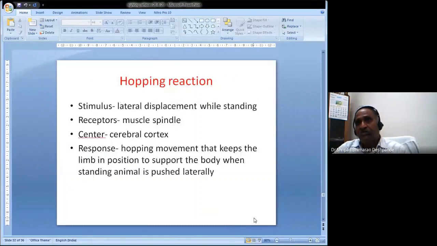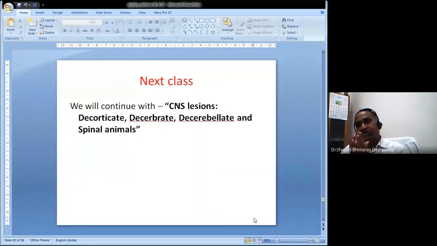Okay, so now with these things, I have covered the little more complex chapter of the postural reflexes. Most of the textbooks have given it in a fragmented manner, and maybe my notes would help you to arrange yourself for the postural reflexes. Okay, in the CNS lesions, I will talk about decorticate and decerebrate preparations, and the spinal animals.